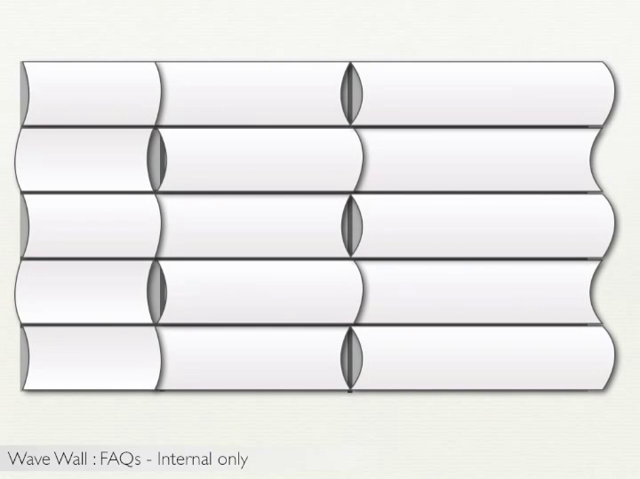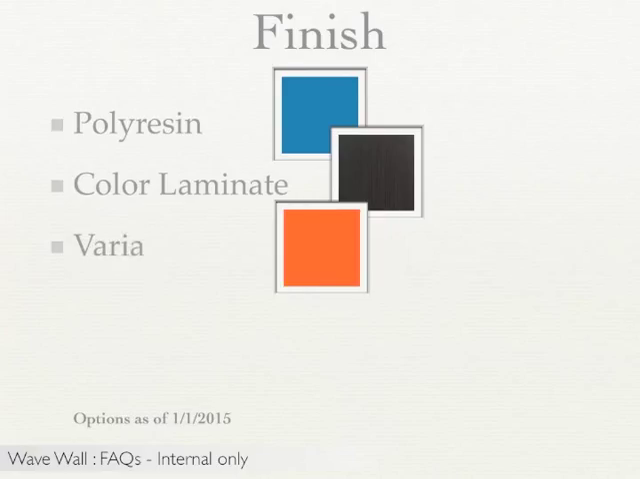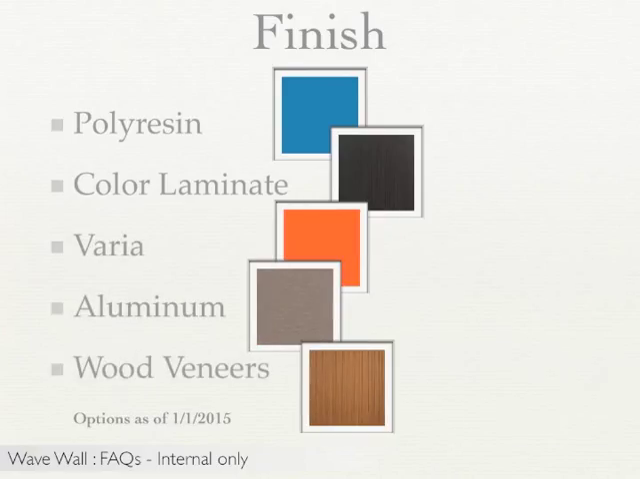Another design option is the type of finish. Specifiers can choose from 5 finish options, including polyresin, color laminate, varia, aluminum, and wood veneer. Polyresin is available in 11 different colors. Color laminate has 7 color options. Varia has countless color options, with the only limitation being that it must be 1/16 of an inch gauge.